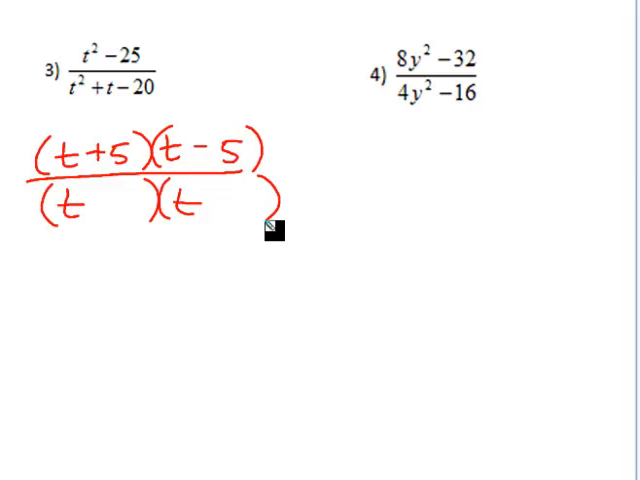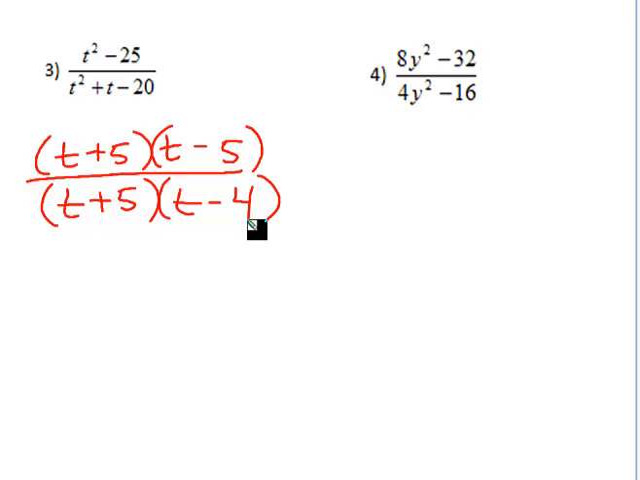It's got to be t and t again. We want our outside and our inside to give us a plus t. We want our last terms to multiply to give us a minus 20. What are the factors of 20 that would do that? 4 and 5, good. Should I have plus 4 minus 5 or plus 5 minus 4? Good, plus 5 minus 4. Okay, so that's our first step, we factored.